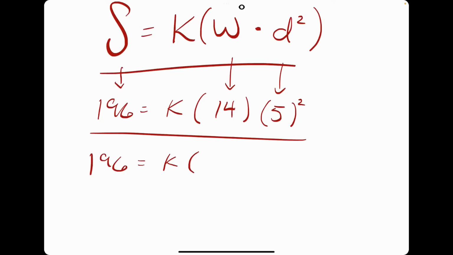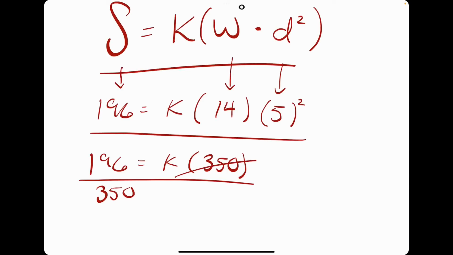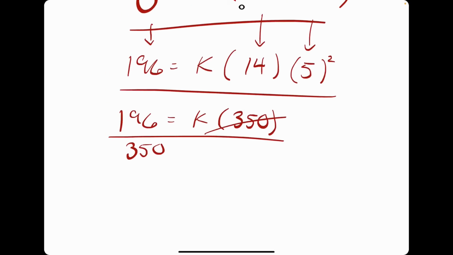Let's calculate what 14 times 5 squared is with Siri. 14 times 5 squared. It's 350. Beautiful. Now to get k by itself, we just divide by 350. 196 divided by 350. It's 0.56. Beautiful.